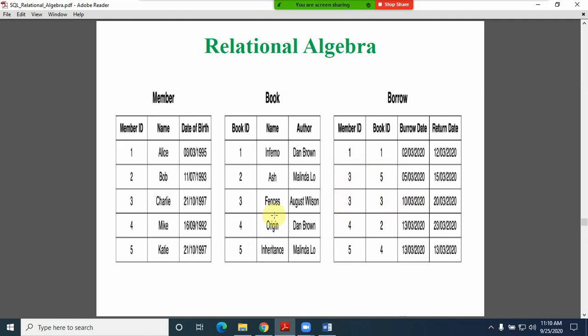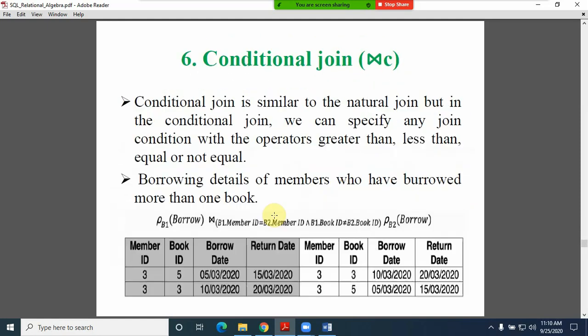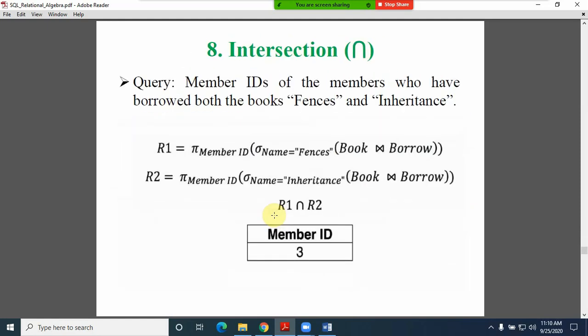But now the query is like this, friends. We need to get the information of who has taken both the Fences book and the Inheritance book. So you can observe the intersection: who has both Fences and Inheritance. Our requirement is the member ID only. In the first query, we mention Fences and join the book and borrow tables.